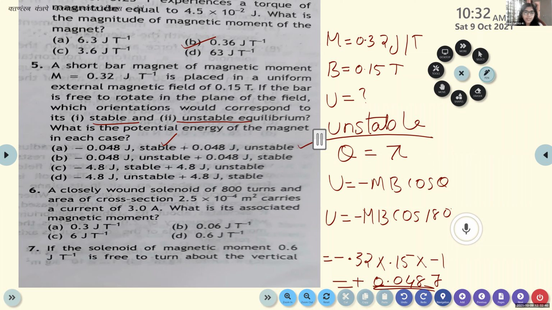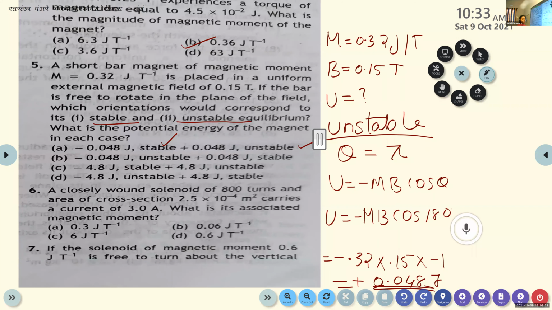Ma'am, cos pi by 2 is 0, right? Yes, cos pi by 2 is 0. For stable state, it will be 0, right? Ma'am, like we wrote minus mB cos pi by 2, then that equals minus mB cos 0 under stable state, right? Ma'am, like we wrote two answers, minus mB cos pi by 2 and also minus mB cos 0.